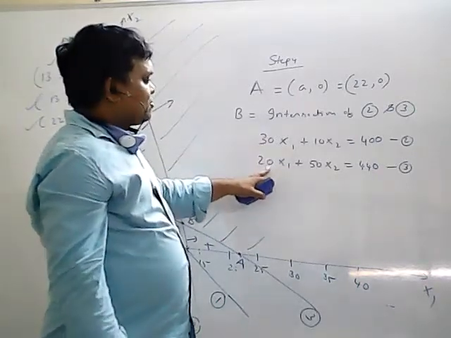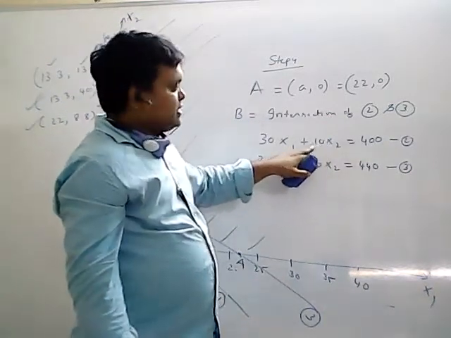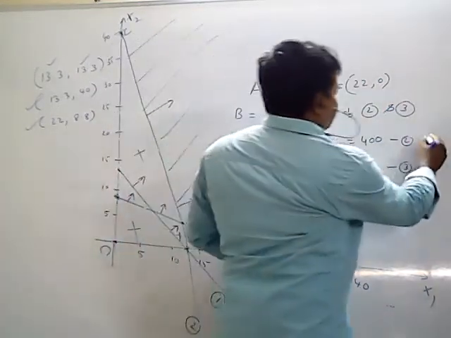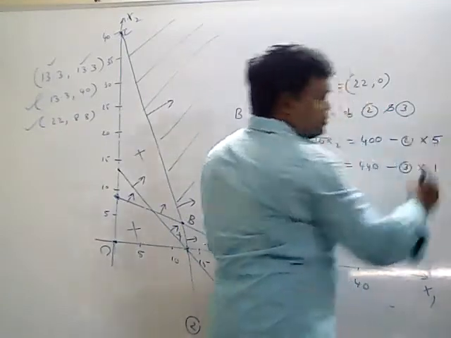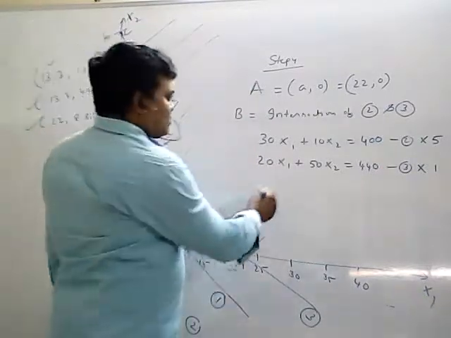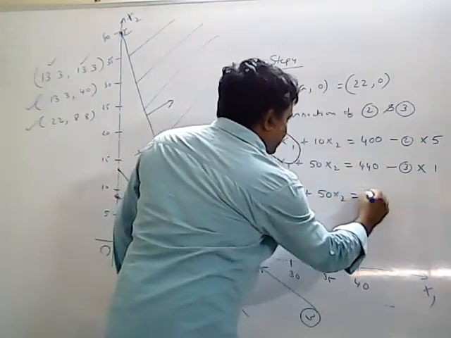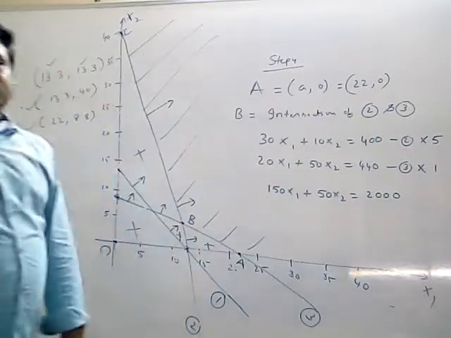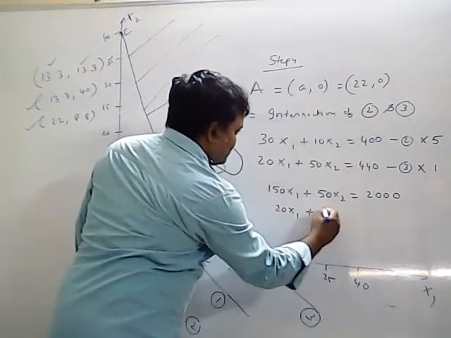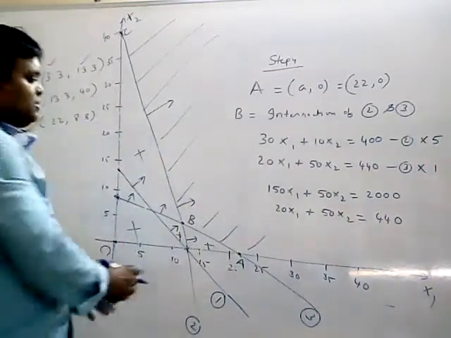Now see here, 30 is there, here 20 is there. Otherwise, I will simply make the x2 coefficients equal, because 10 is already here. If you multiply by 5, then automatically we get 50 here. That means equation 2 into 5 and equation 3 into 1. Otherwise you can make the x1 coefficients equal, that is your wish. So I multiply by 5: 150x1 plus 50x2 is equal to 2000. And the other equation is the same: 20x1 plus 50x2 is equal to 440.